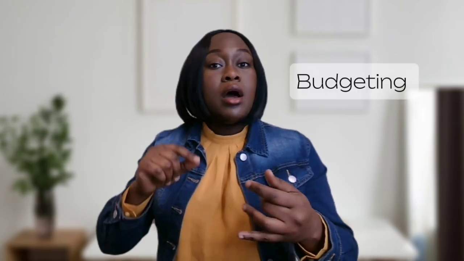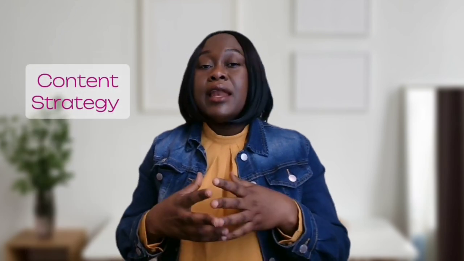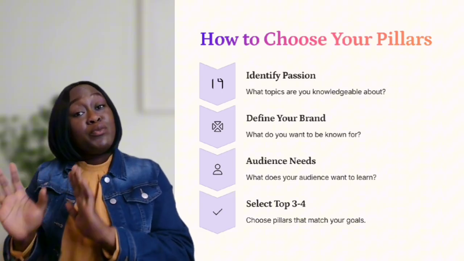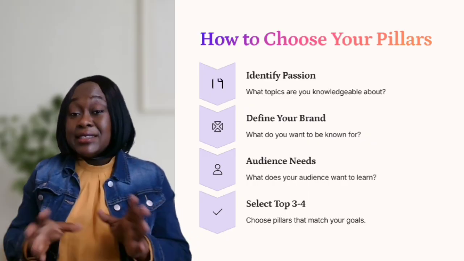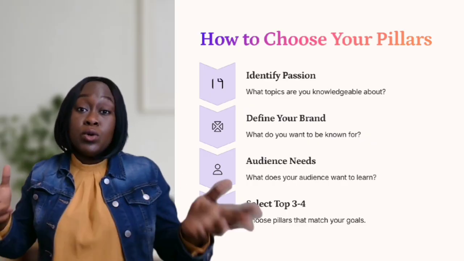So, for example, if we're in the personal finance niche, I may want to talk about budgeting, debt, savings, investment. And if I'm in the content creation niche, I may want to talk about branding, video tips, monetization, content strategy. And another example is the parenting niche. So I would want to talk about routines, education, self-care, family time. Choose the top 3 to 4 pillars that match your goal and what your audience needs to hear.